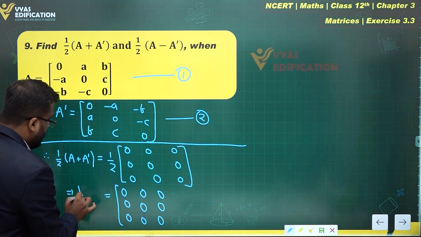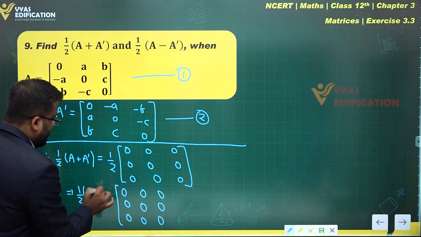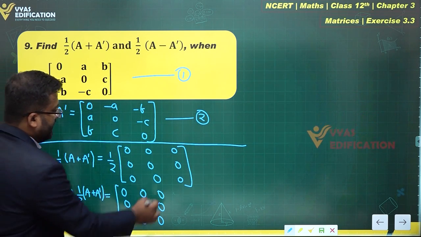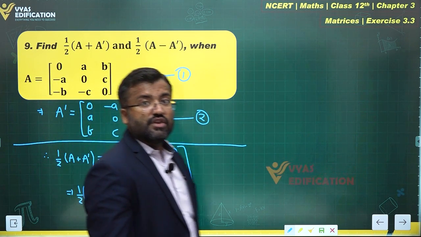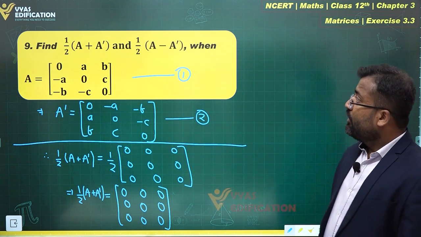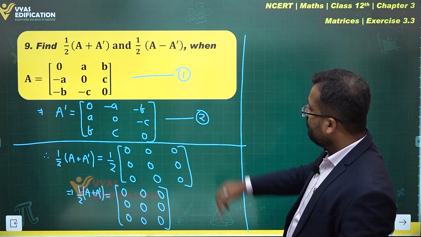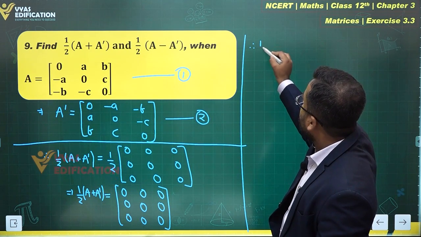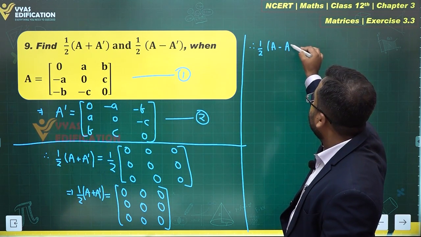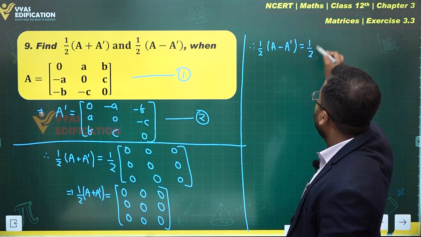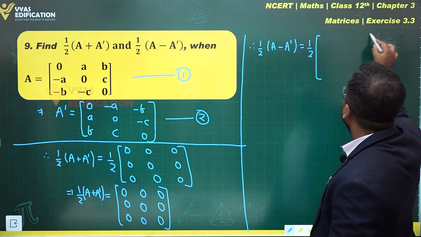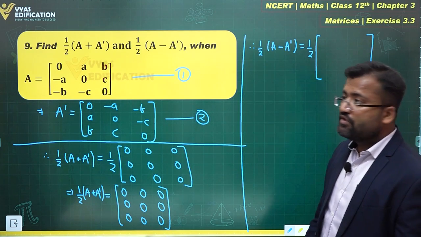This implies half of A plus A prime is equal to this. This is what I get. This is the first matrix that was required, that was asked. What about the next one? Half of A minus A prime. So using 1 and 2, we can say, therefore, half of A minus A prime is equal to half of the difference of the two matrices A and A transpose.